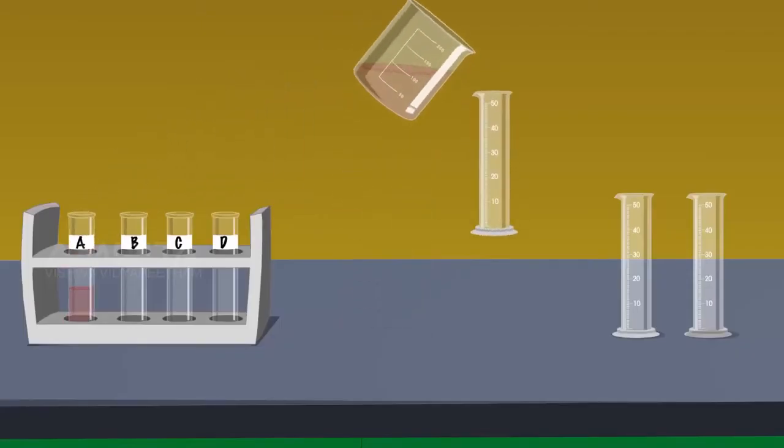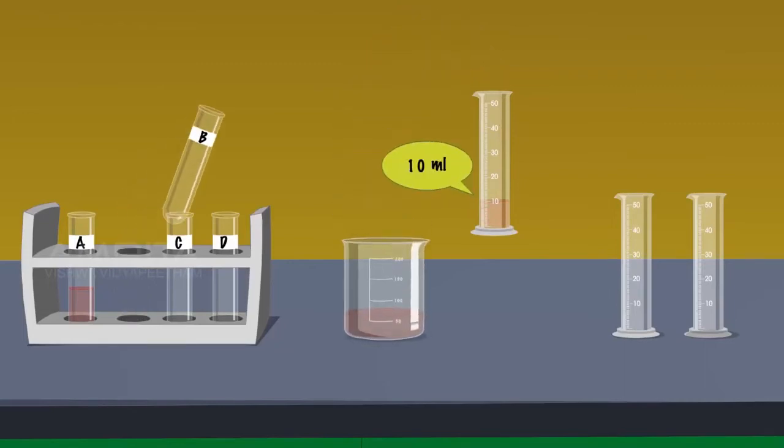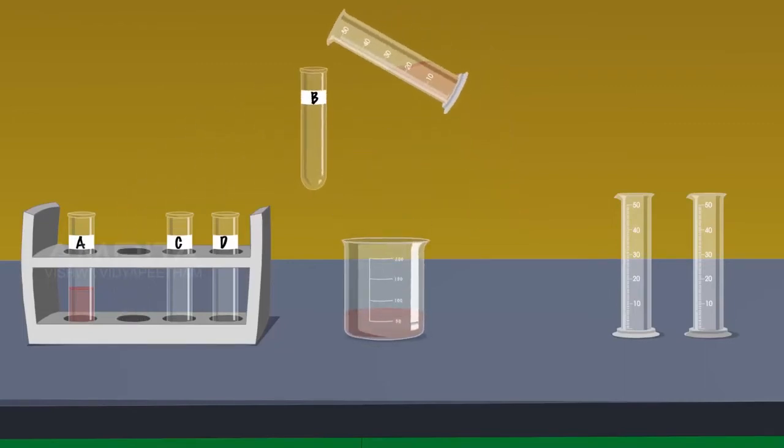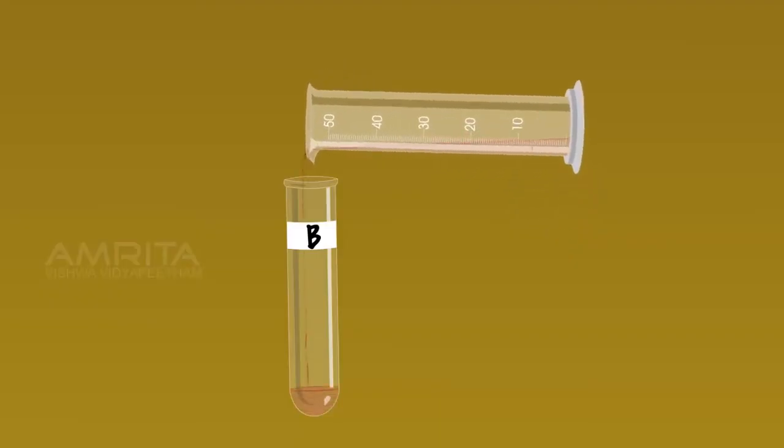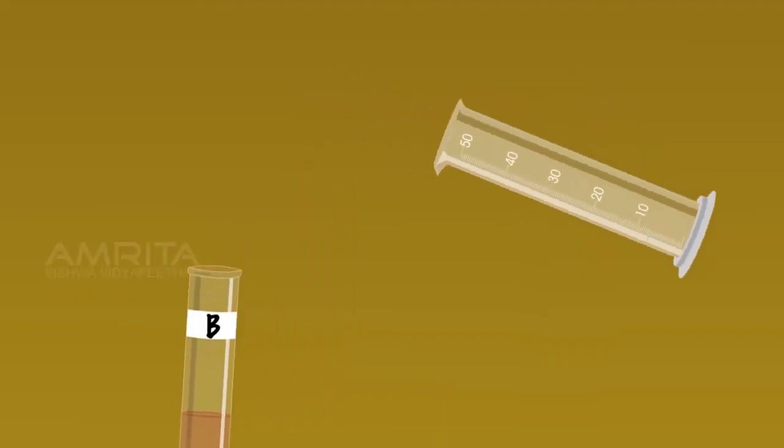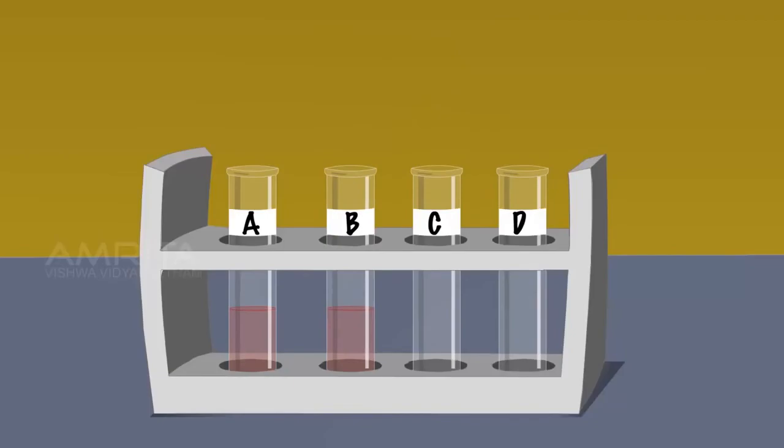Take another 10 ml solution in the measuring cylinder. Take the test tube labelled as B and pour the solution into it. Repeat the same process for the other 2 test tubes.